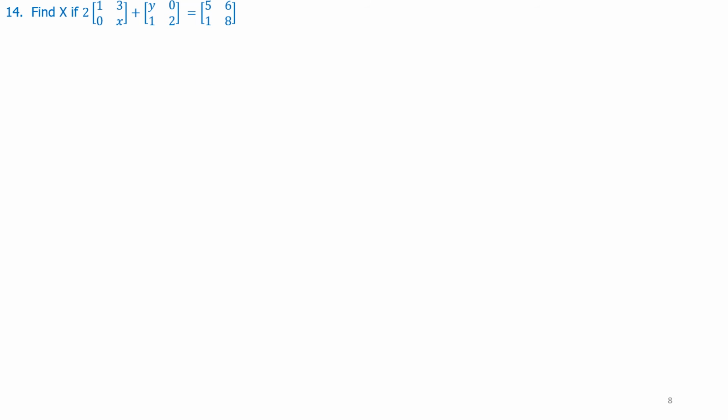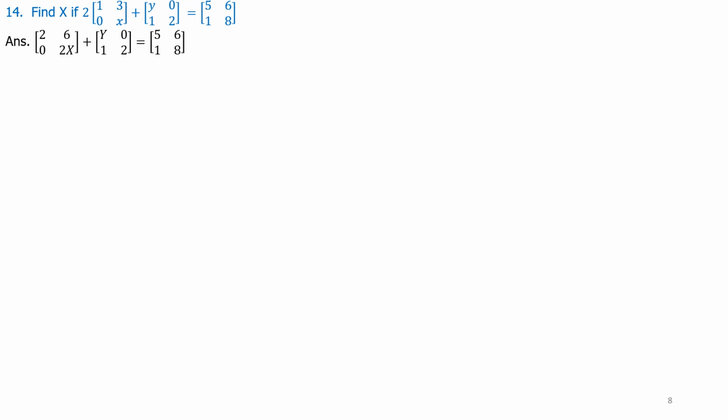Question number 40. Find x if 2 into, within big brackets, 1 3 0 x plus matrix y 0 1 2 equals matrix 5 6 1 8. Solution.